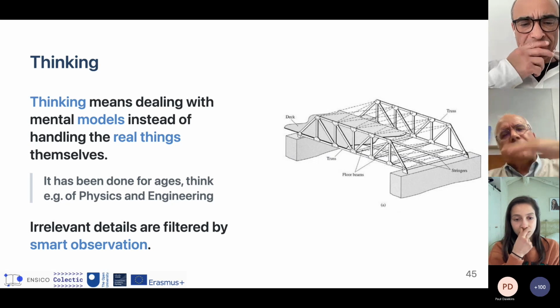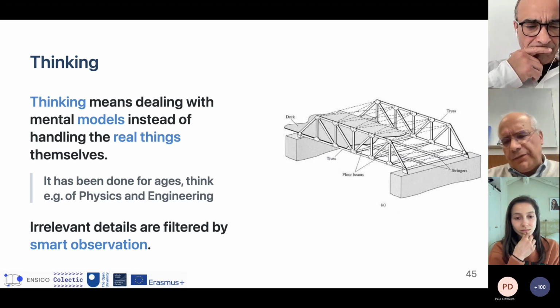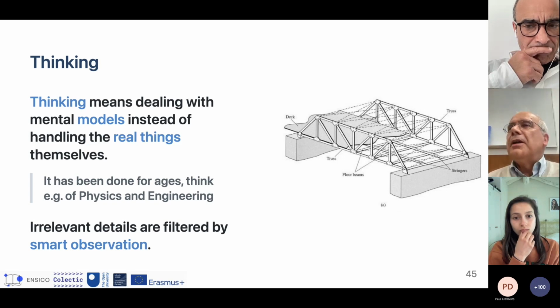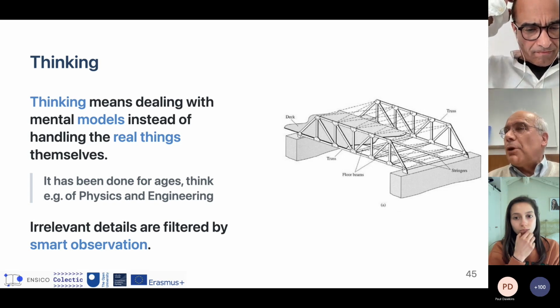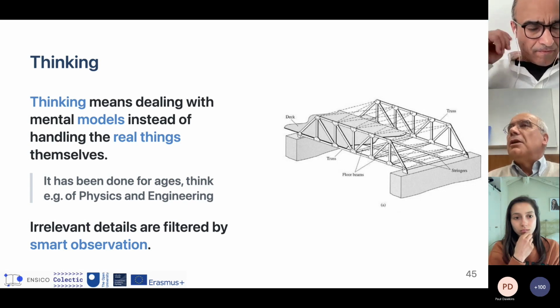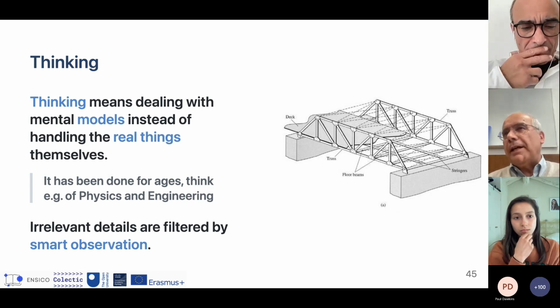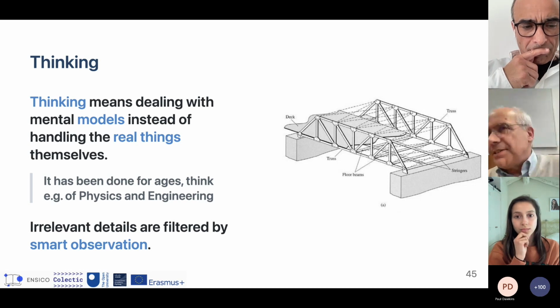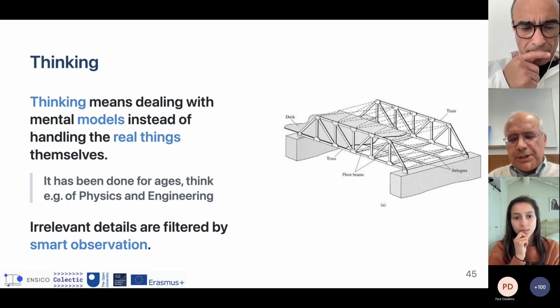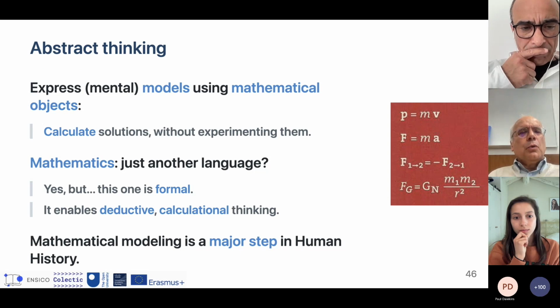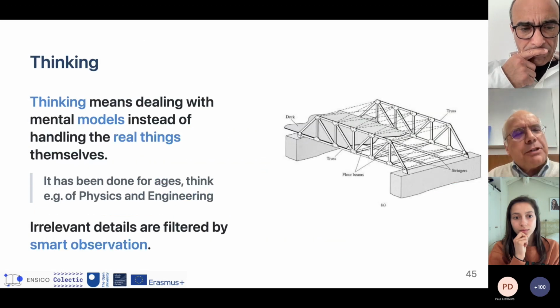This has been done in several layers of sophistication for ages, in physics, in engineering, in philosophy, whatever. What's important is that we always filter irrelevant details. And when we think about programming, this is one of the key issues. We see sometimes programs more complex than others because they have what we call junk. The mental model is larger than necessary, okay? But we are trained to make smart observations and to filter those details. So this is thinking. What is abstract thinking?